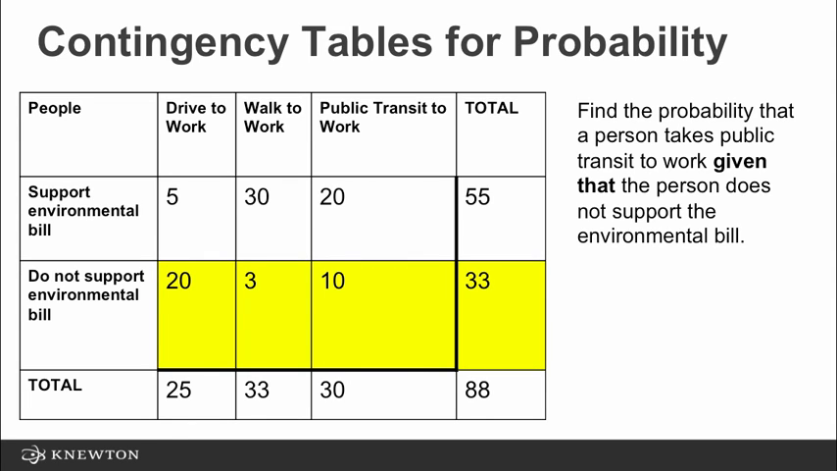Now, within this table, we want to find the probability that a person takes public transit to work. So we want to look within this row and find the entry corresponding to public transit, which is the 10 here. So the 10 people who take public transit to work out of all the people who do not support the environmental bill, which is 33. So the probability that a person takes public transit to work, given that the person does not support the environmental bill, is going to be 10 out of 33.